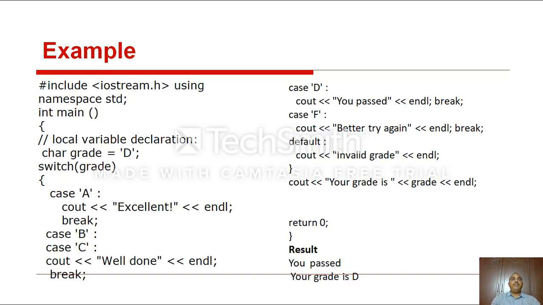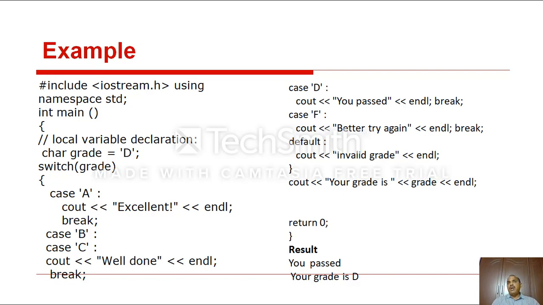So here simply the switch expression value, that is the grade, can be a character value or integer value or class type value, enumerated type value, whatever it may be. If it is an integer value, there is no need to put quotations. If it is a character value, we should put single quotations. Clear?